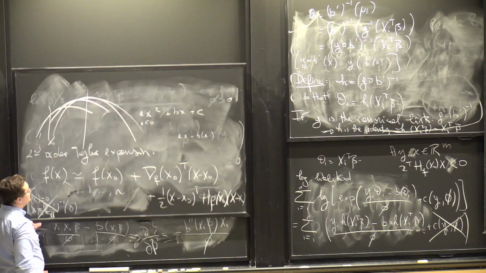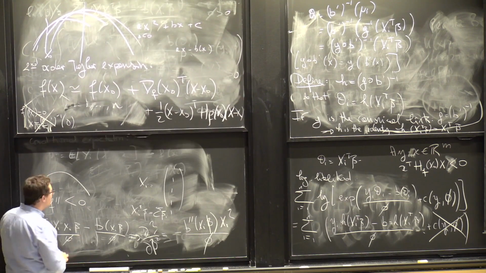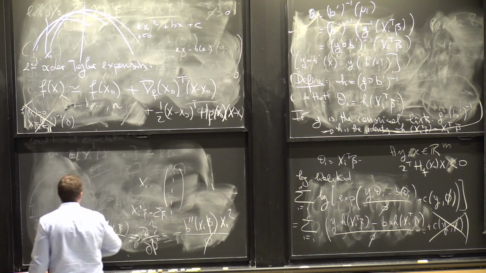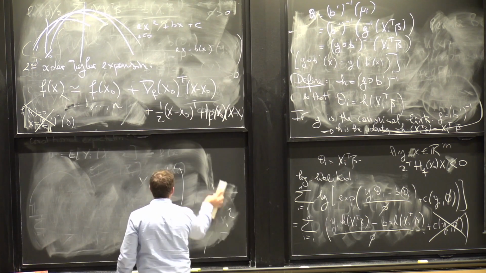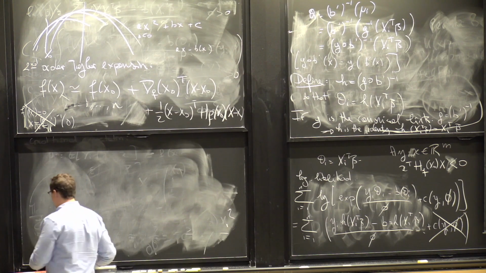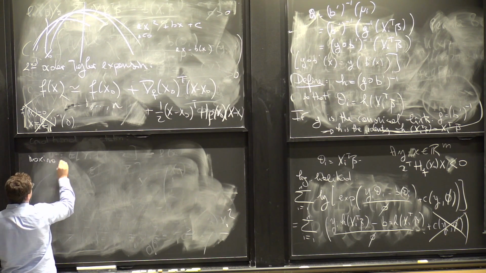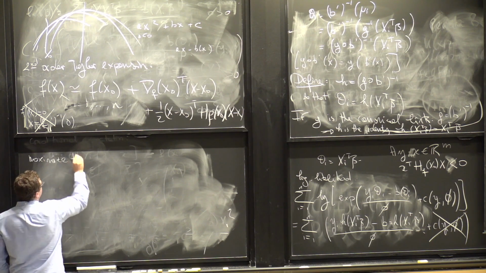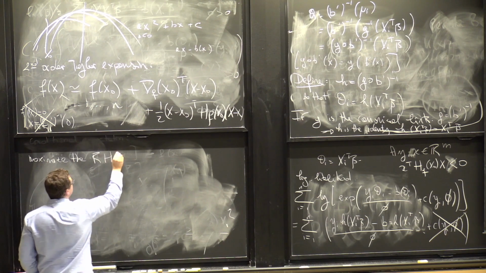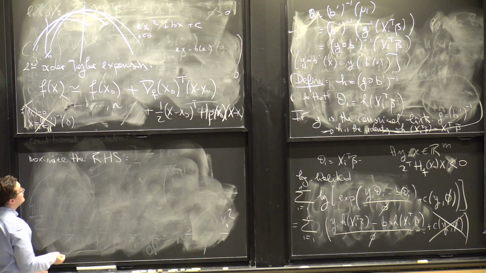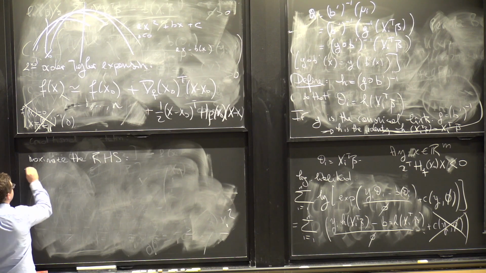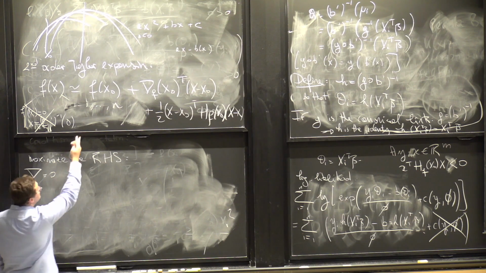So let's forget about this approach. Rather than minimizing f, let's just minimize the right-hand side. Sorry, maximize the right-hand side. And how do I get this? Well, I just set the gradient equal to 0. So what is the gradient?